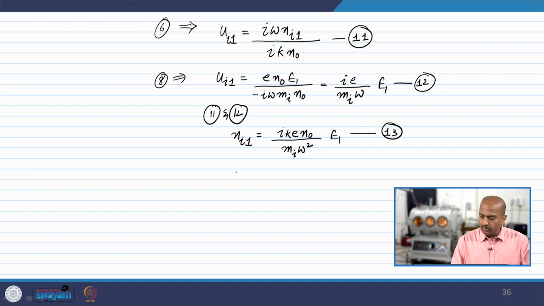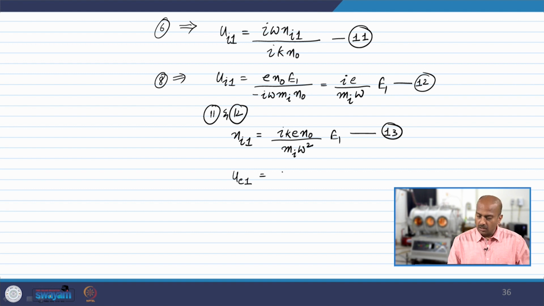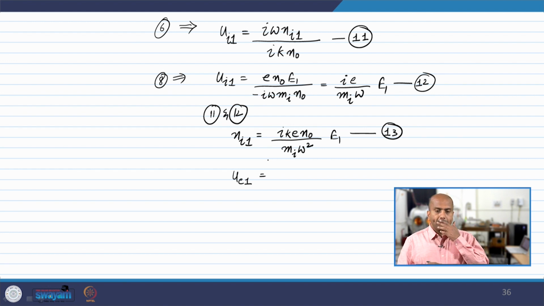In a similar way, we can also find u_I1, which is written in terms of n_I1, by substituting back into this; we already have it anyway. So, u_E1, the perturbed electron velocity, arises because of the instability, or because of the drift of the electron fluid with respect to the ion fluid. That is the basic thing, what we assume to be the cause of instability.